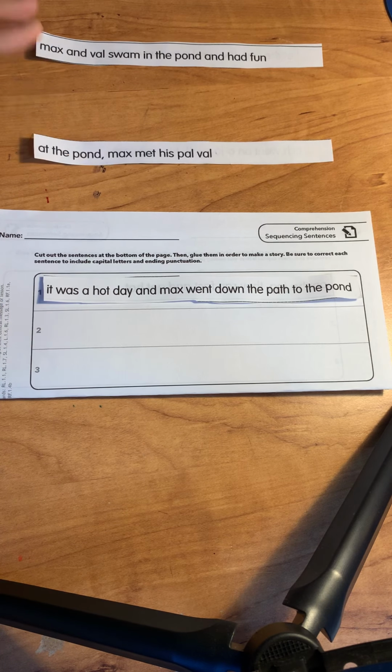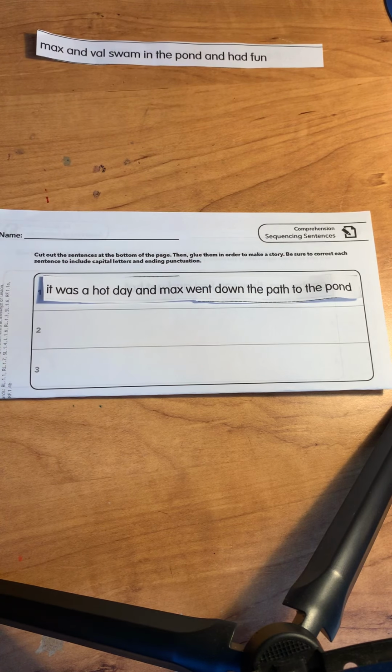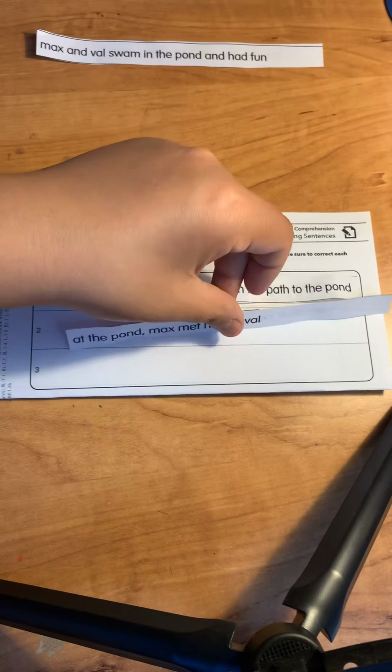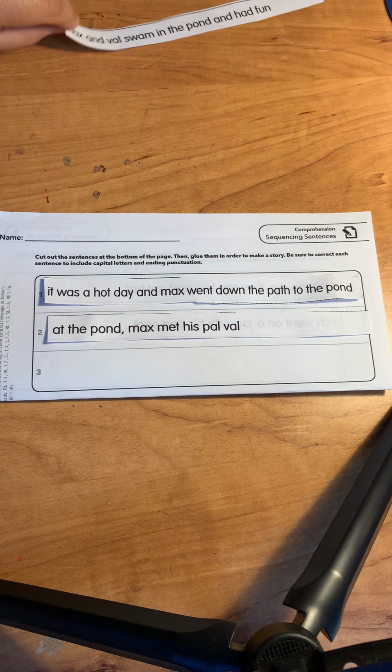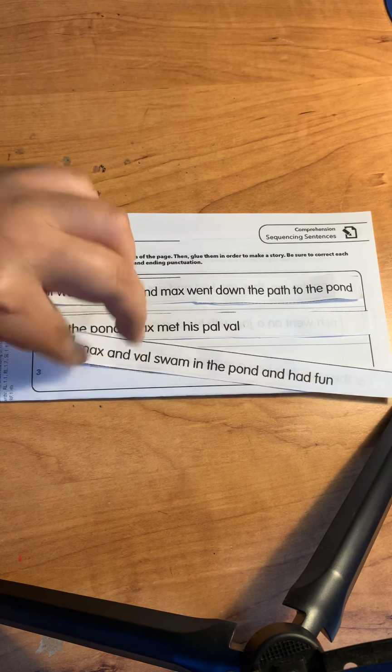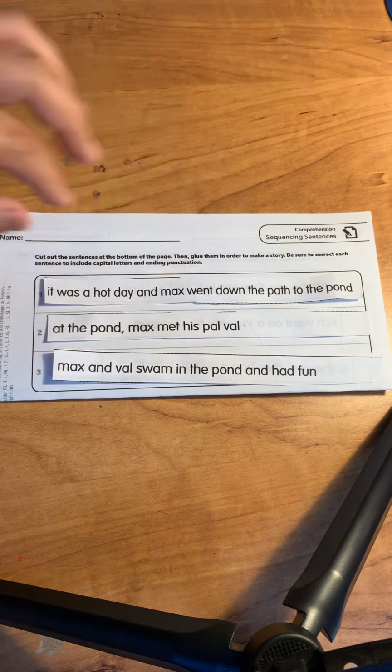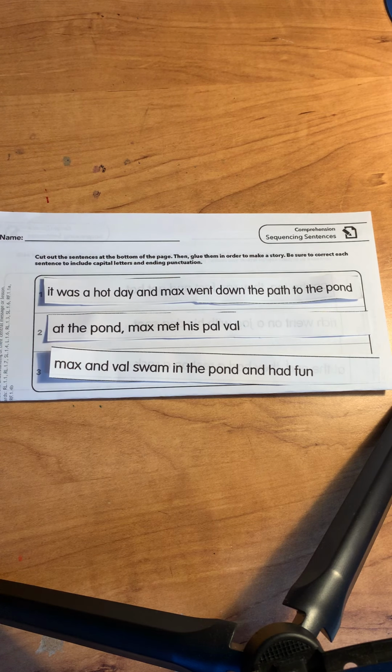Now, which one do you think happened second? So after he went down to the pond, what do you think happened next? Max and Val swam together in the pond, or he met his pal Val? He met his pal Val, right? And pal is another word for friend. So he met a friend named Val. Okay. So then what do you think happened last? Well, they both swam together and they had lots of fun, right? So now we have our story together.